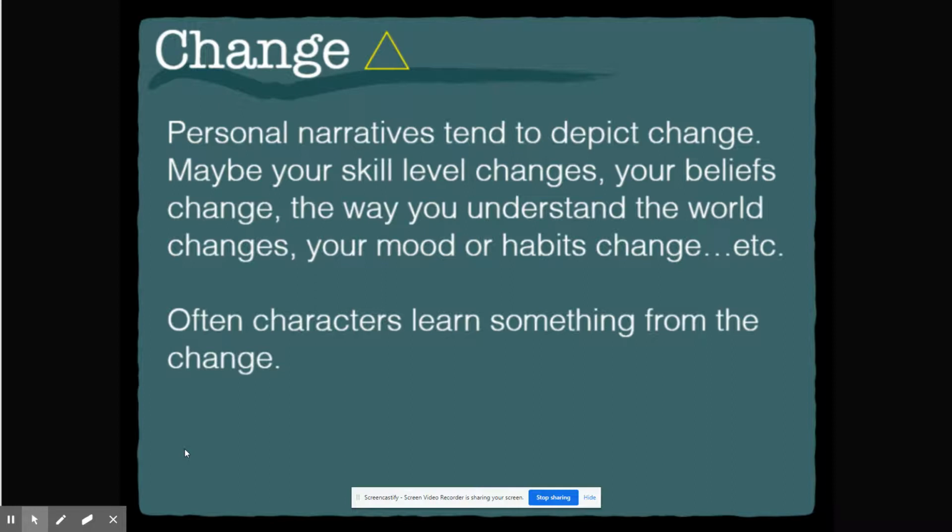So sometimes change can be that, or sometimes change can be that they learned a lesson, just like when we think about the main character, Amy Tan, that her mom helped her, gave her valuable advice, right? So your beliefs may change, your skill level may change, and the way you understand the world, your mood or habits may change. So it's all about change in a story. And often characters learn something from that change as well.